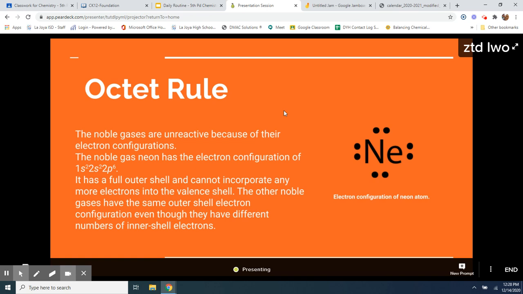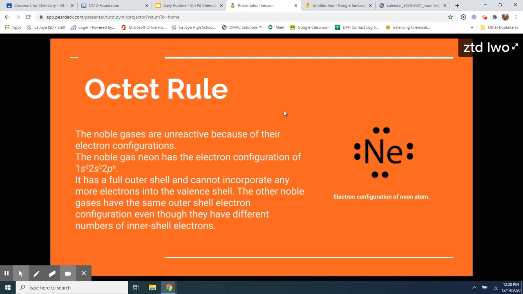The octet rule. This is where we started talking about those noble gases. Everybody wants an electron configuration similar to a noble gas, right? The noble gases are unreactive because of their electron configurations. And they give you an example. They show you the electron configuration for the noble gas neon: 1s2, 2s2, 2p6. Now, if we're talking about the outer electrons, we're talking about that last energy level, okay?